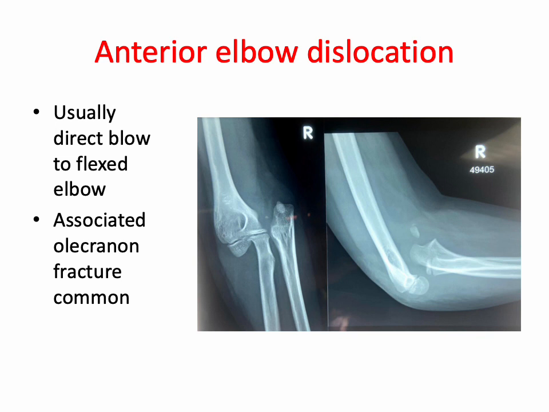Anterior elbow dislocations are usually as a result of a direct blow to a flexed elbow and can be associated with olecranon fractures as well. We see that the radius and ulna are displaced anteriorly compared to the distal humerus.